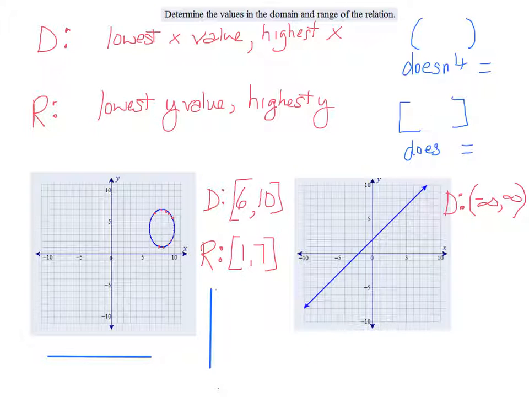The range is my lowest y value. So if I look at this graph and see how low it goes, remember that arrow says the line keeps on going, so I know it's going to keep going downward and downward. So I'm not going to have a lower bound. This thing is going to go up and up, but it's not going to have an upper bound. So this is another example for the range that has no boundary, so it's going to go negative infinity to infinity.